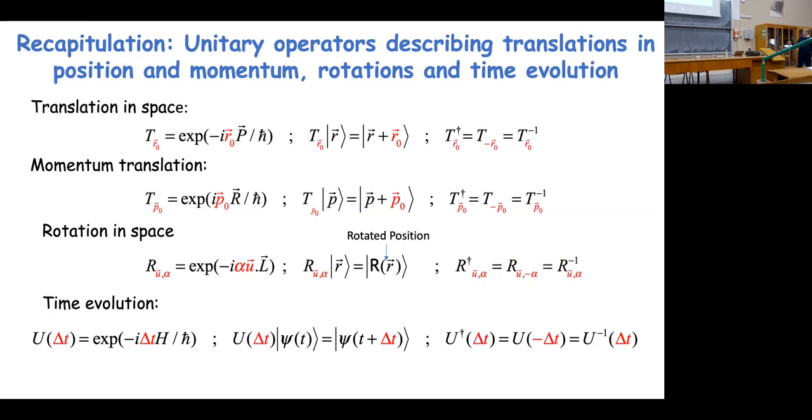Now, all these operators, the T, R, and U operators here, have a common property. They are what is called unitary operators, because their adjoints, which are obtained by transforming i into minus i in the exponential, perform the opposite operation, the inverse operation. That is, if you transform alpha into minus alpha, you do the rotation in the opposite sense. It's the same for p and for the time. So these are unitary operators which describe translation in space, time, and rotations. And these are very important operators in the theory of quantum physics.